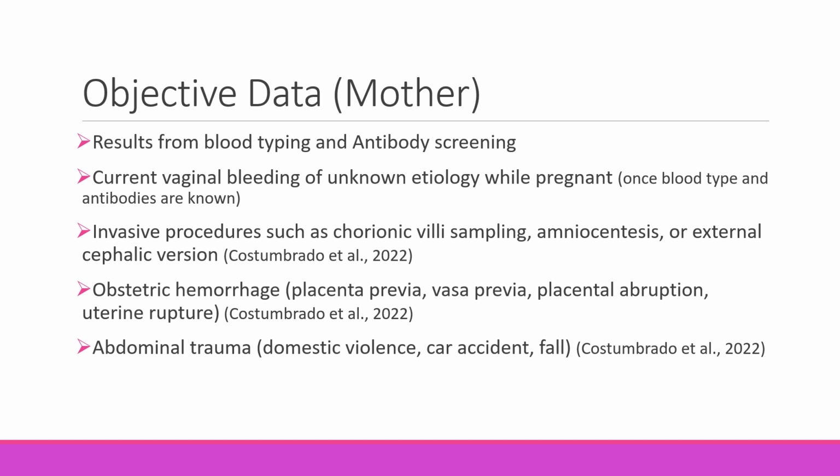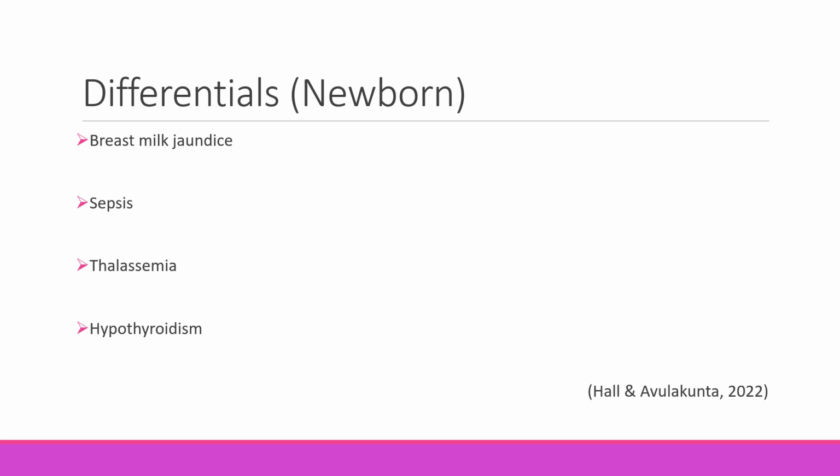Objective data for the mother are results from blood typing and antibody screening, current vaginal bleeding of unknown etiology while pregnant, once the blood type and antibodies are known. Invasive procedures such as chorionic villi sampling, amniocentesis, or external cephalic version. Obstetric hemorrhage from placenta previa, vasa previa, placental abruption, or uterine rupture. And then abdominal trauma from either domestic violence, a car accident, or a fall. Differentials for the newborn are breast milk jaundice, sepsis, thalassemia, and hypothyroidism.